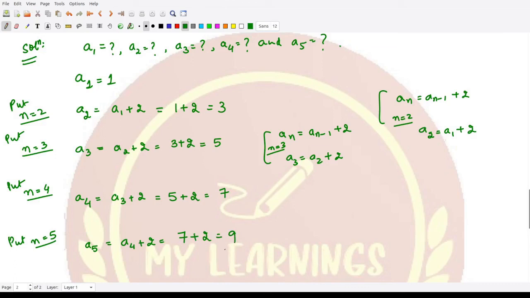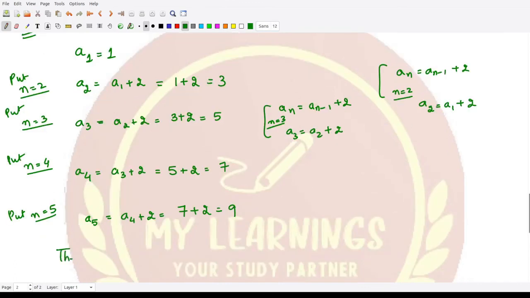So in this case we have all the 5 terms. Therefore the first 5 terms of the given sequence are 1, 3, 5, 7 and 9, right?